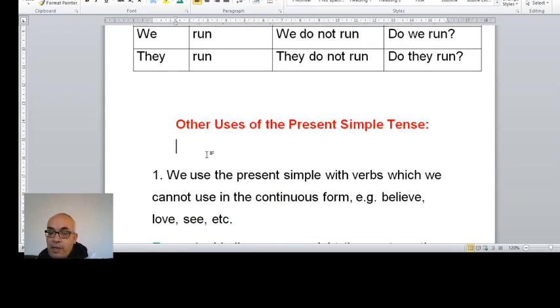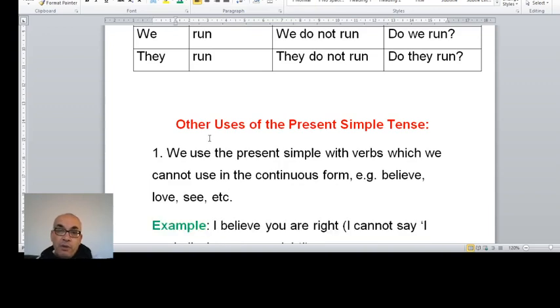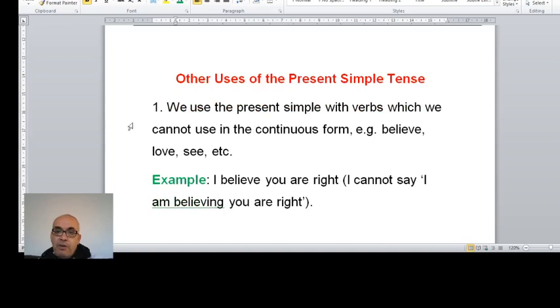These are for maybe high-level students if you want. But some students like to work hard and they want to learn nearly everything about the present simple tense. So we use the present simple with verbs which we cannot use in the continuous form. So believe, love, and see. Example, I believe you are right. I cannot say I am believing, so I cannot use believe in the present continuous tense. That is why I have to use the present simple tense.